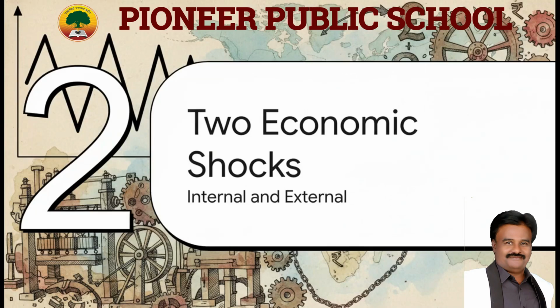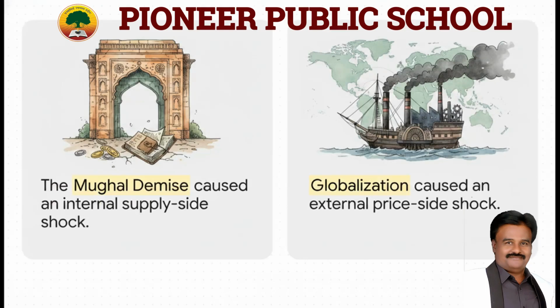Section 2, two shocks of deindustrialization. When we zoom out and look at the macroeconomic data, specifically research from the National Bureau of Economic Research, we see a highly complex picture. The data reveals this wasn't just a single event, but two compounding forces. First, an internal domestic crisis, the decline of the Mughal Empire, which acted as a massive supply-side shock. Second, a global crisis, a globalization shock, which acted as a devastating price-side shock. These two forces didn't just happen in isolation, they essentially compounded on each other to unravel India's industrial dominance.